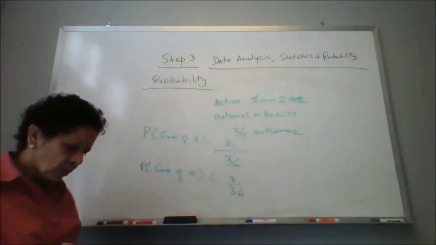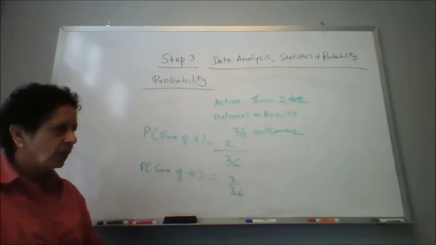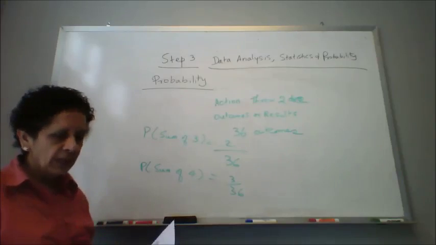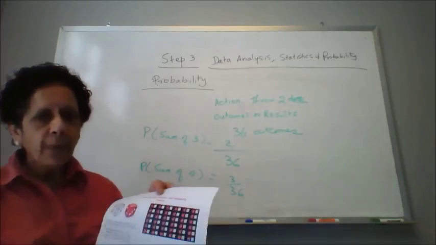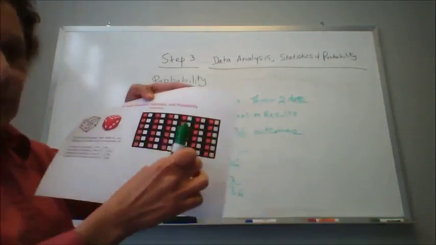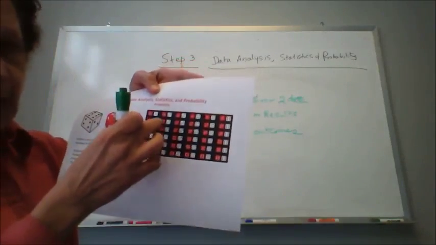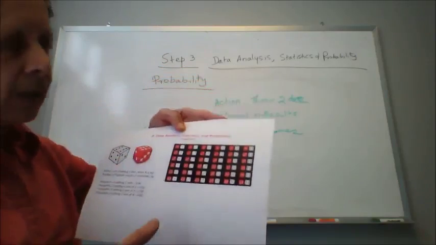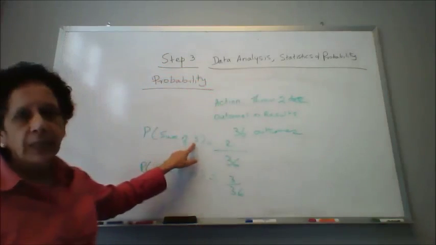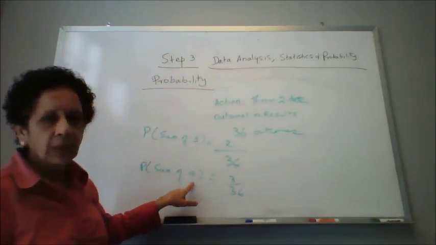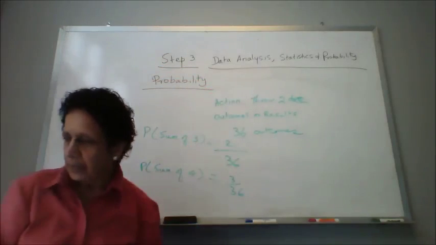So whenever I'm rolling 2 dice, what I need to do first is find how many total possible outcomes I'm going to have. Out of that, how many are favorable to me, if I want to get a 3 or if I want to get a 4, right?